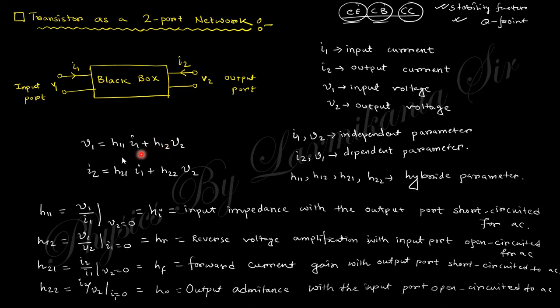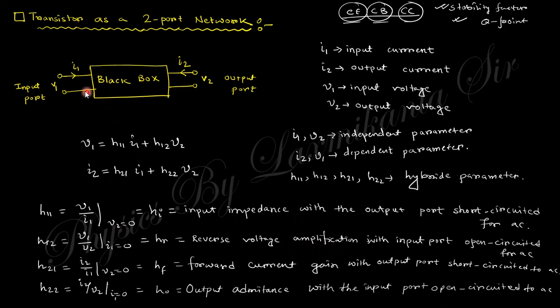H12 can be found by V1 by V2 when I1 equals 0. When I1 equals 0, this V1 by V2 is H12. This is the input voltage by the output voltage, which can be called the reverse voltage gain, because voltage gain is V2 by V1. So V1 by V2 is nothing but the reverse voltage gain or reverse voltage amplification.